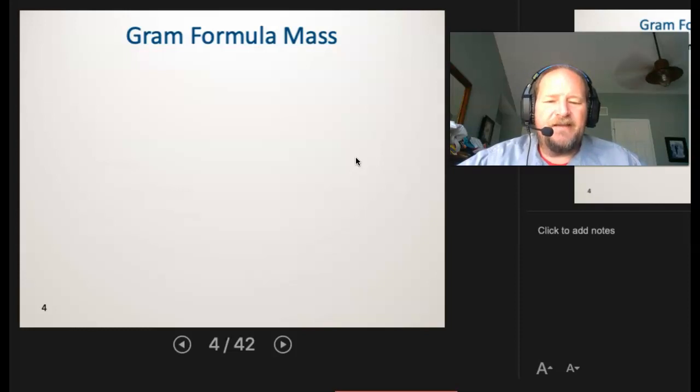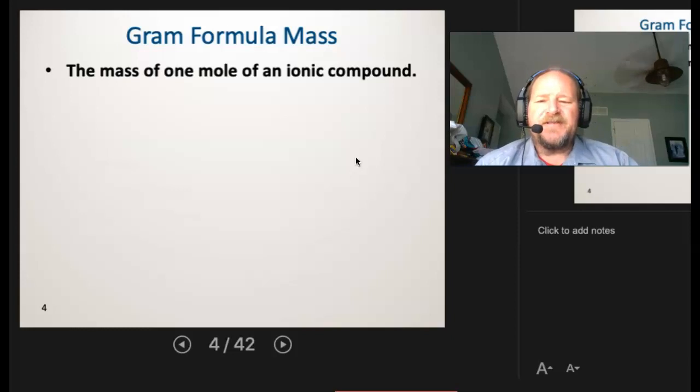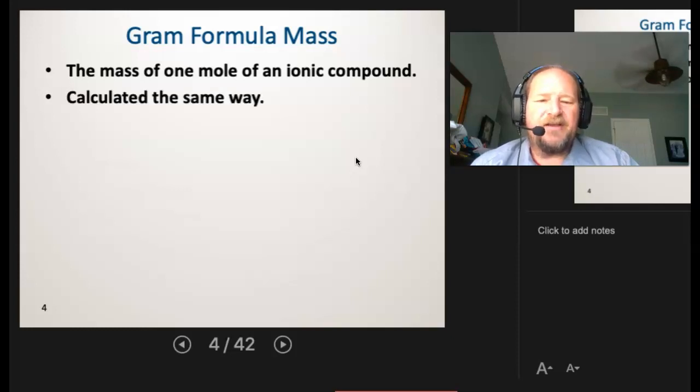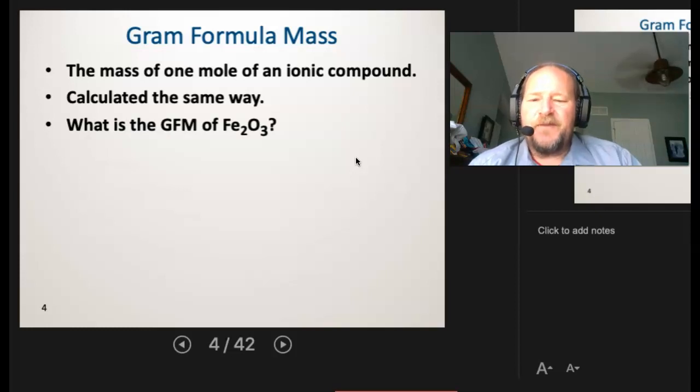At the end of the day, in the next slide or so, I'm going to give you a very generic term called molar mass. And all of these are molar masses. So even though we're saying gram formula mass, what we're doing is finding the molar mass of an ionic compound. So again, we're going to calculate it the same way we just did for the molecule. We're going to find the gram formula mass for iron 3 oxide, Fe2O3. And so again, we're going to take the formula and we're going to multiply each one of those atoms by the mass for that atom on the periodic table.